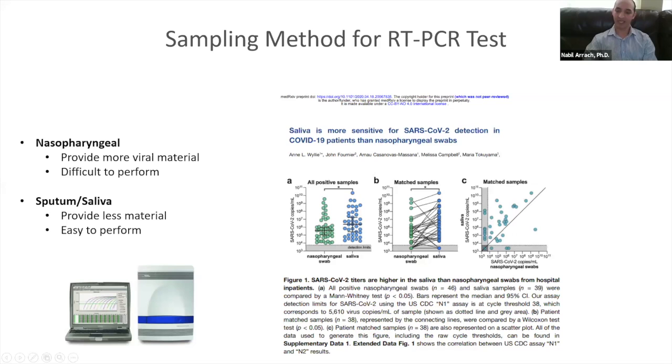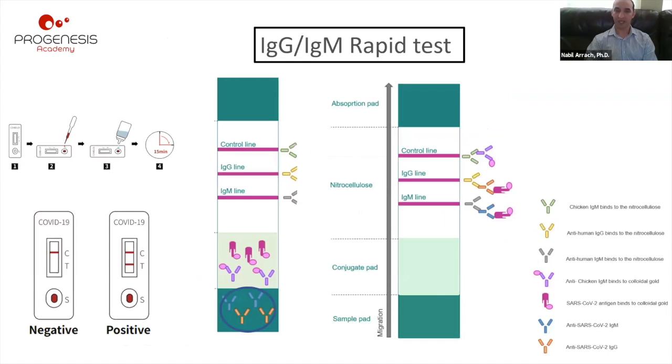Now, with this, I have ended my first part of the presentation on the RT-PCR. I'm going to move quickly into the IgG and IgM. Similar to what I said on the RT-PCR, for the IgG and IgM, the rapid test is what you see here. This is a cassette where you can take a blood draw and insert it in the S location.